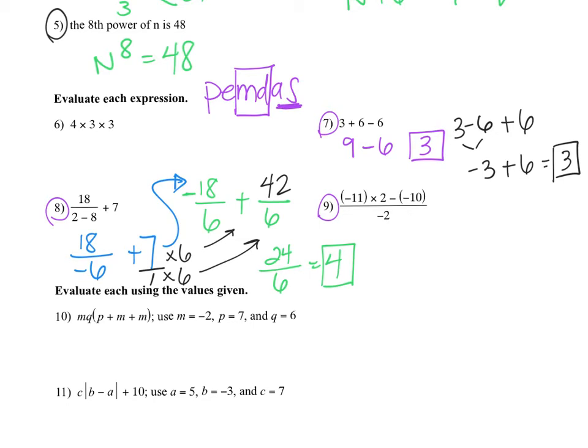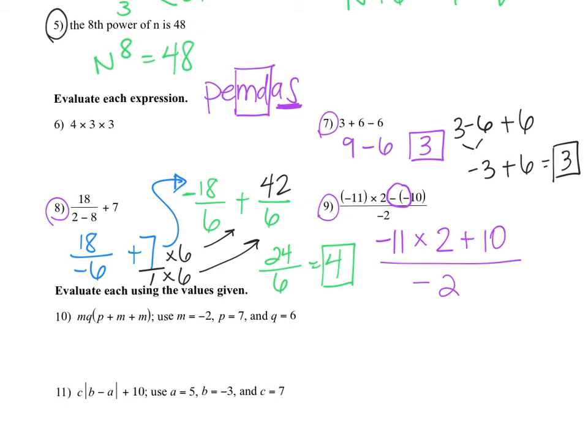Okay, number 9, there's a few things there, so there are parentheses. So I noticed that these two negatives are being multiplied, right? It says negative times a negative. So I'm going to do that first and say negative 11 times 2 plus 10, so that I can get rid of all those parentheses.